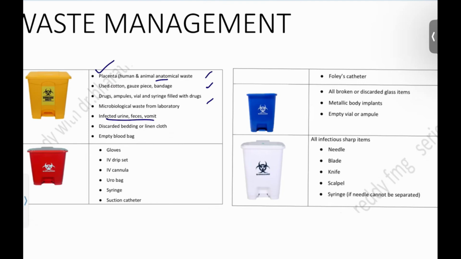What are we going to use? Only the plastic ones. For example, gloves, IV drip set, IV cannulas, Euro bags, syringes, suction catheters, foley catheters, all this, the plastic ones, will be going into the red one.